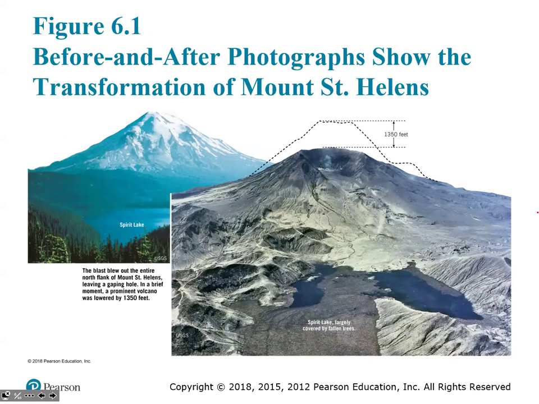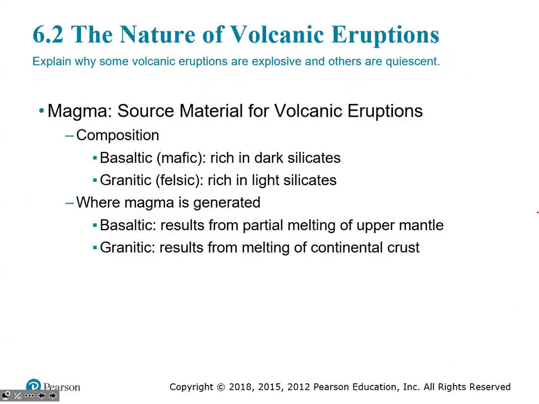While Kilauea just dumps out lava at a steady rate. So magma is the source material for volcanic eruptions. Now that magma can have different compositions. If it's basaltic or mafic and rich in dark silicates, that tends to come from the partial melting of the upper mantle. That's deep magma. While granitic or felsic magma that's rich in light silicates generally results from the melting of continental crust.